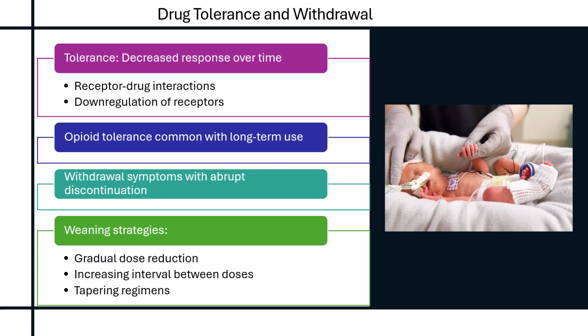Withdrawal symptoms can occur with abrupt discontinuation of medications on which a patient has developed dependence. Weaning strategies include gradual dose reduction, increasing intervals between doses, and tapering regimens. This is particularly important for sedatives and analgesics used for prolonged periods.